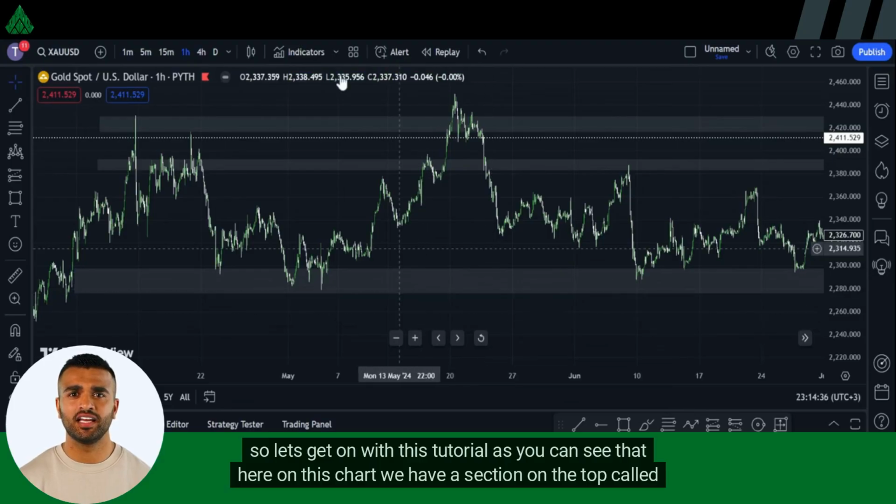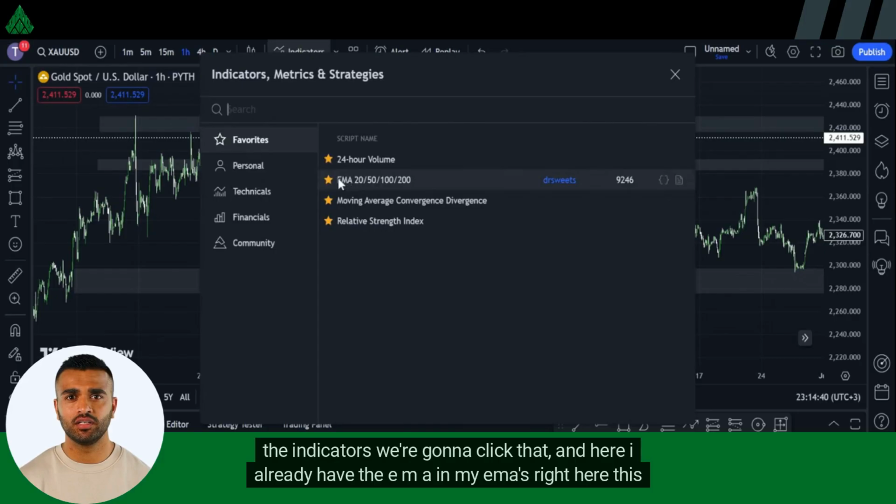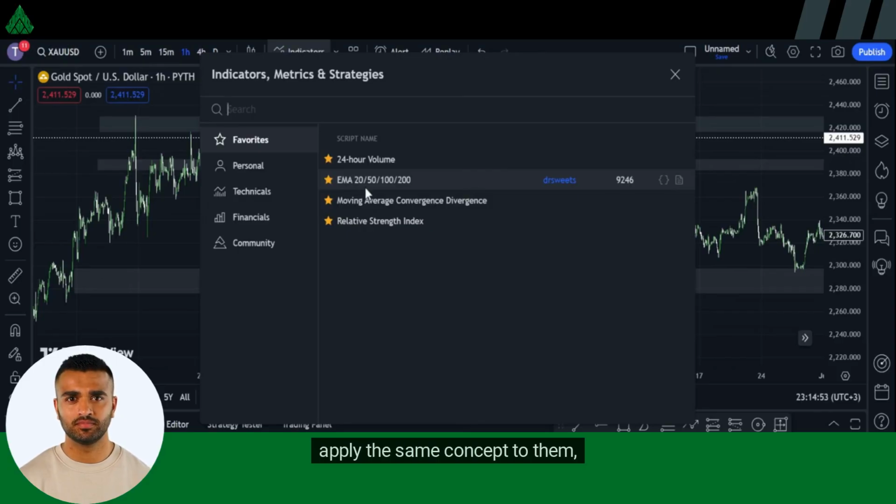As you can see here on this chart, we have a section on the top called indicators. We're going to click that. And here I already have the EMA, and my EMA is right here. This indicator has the 20, 50, 100, and 200 EMA. It doesn't matter which EMA you use as long as you apply the same concept to them.